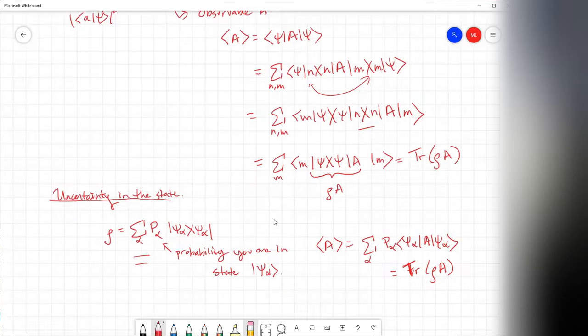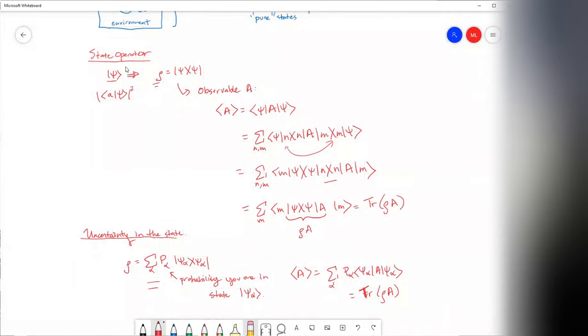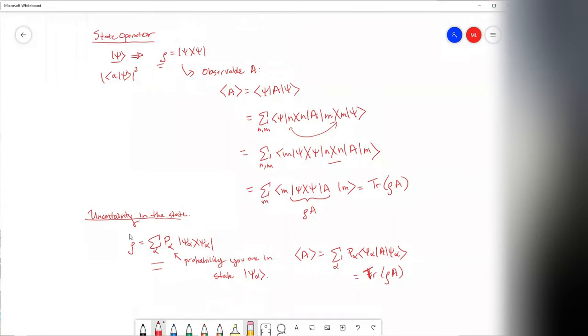So it's nicer. The description of a state as just a simple ket is limited because it doesn't allow the possibility for you to be uncertain about which ket you're in. And the state operator is much nicer because it combines both classical and quantum uncertainty. I think that is a good way to think about it. Any questions about that?